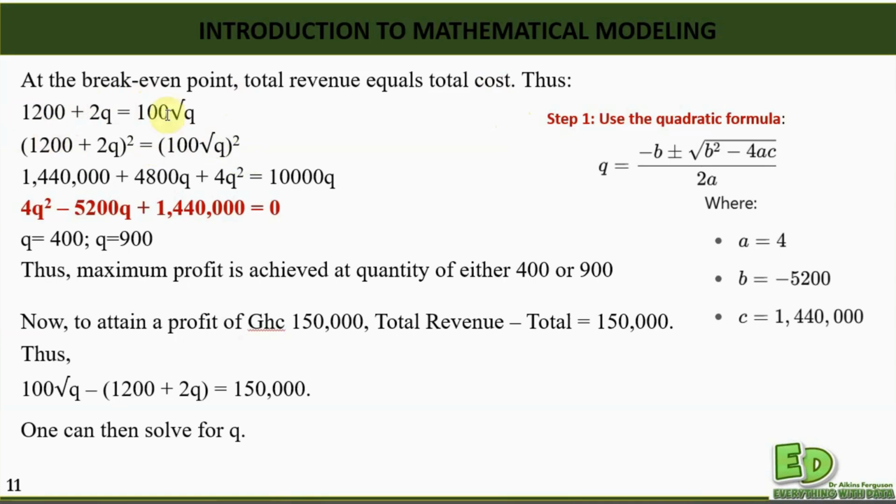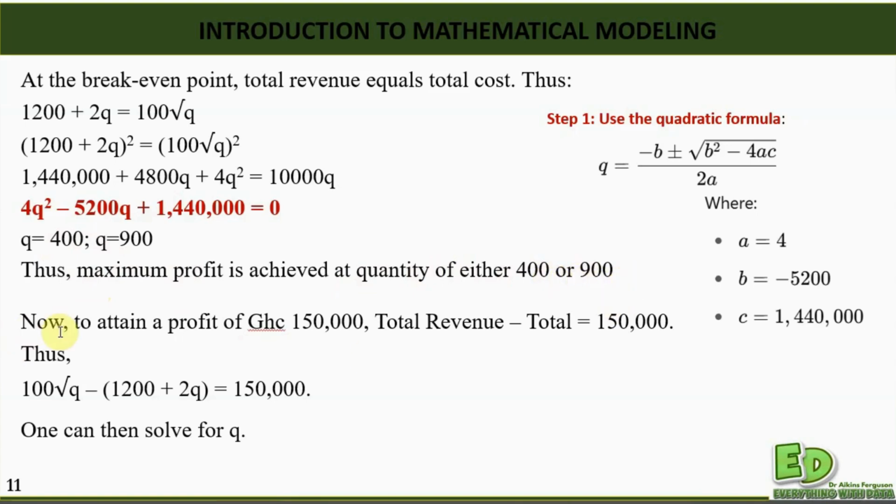So solving this by grouping like terms and then using your square roots, or you can also use the quadratic formula to solve this function here, you are going to get the values of Q, or quantities, as 400 and 900. The maximum profit is achieved at a quantity of either 400 units or 900 units.